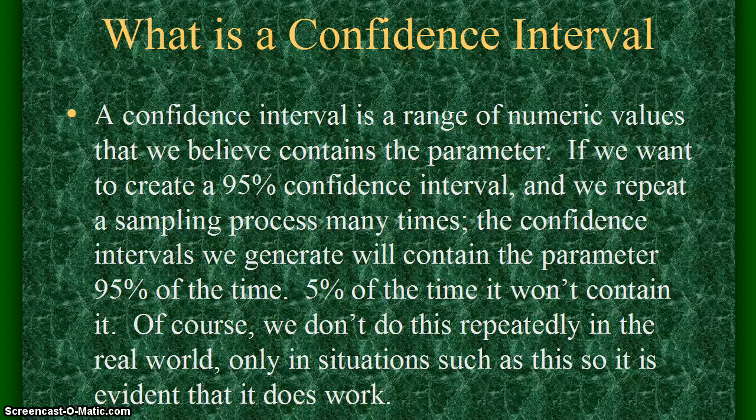A confidence interval is a range of numeric values that we think actually contains the parameter, such as mu, the mean of the population. If we wanted to create a 95% confidence interval and we repeat the same sampling process many times, then about 95% of the intervals that we create would contain mu and about 5% wouldn't. But of course, we don't repeat it many times, we just do it once, and we hope ours is one of those that contains the parameter.